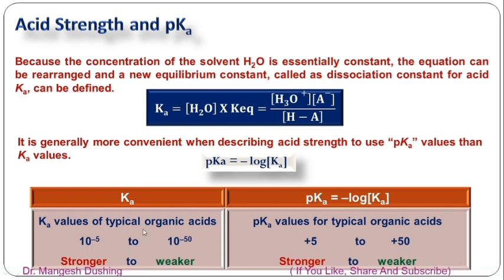The Ka values of typical organic acids are in the range of 10 raised to minus 5 to 10 raised to minus 50, while pKa values for typical organic compounds are plus 5 to plus 50. If Ka values are more, it is called a stronger acid, while if dissociation constants are less, it is called a weaker acid. While in the case of pKa, if the pKa value is less, that acid is called a stronger acid, while a higher pKa value indicates that the acid is weaker.